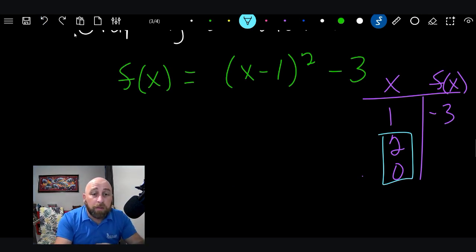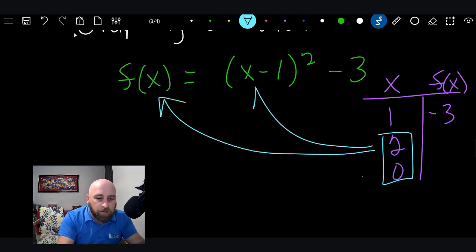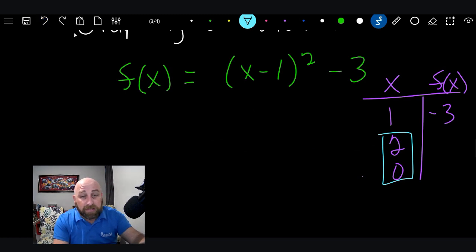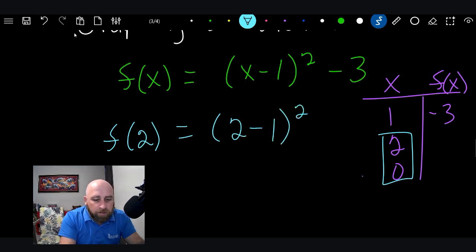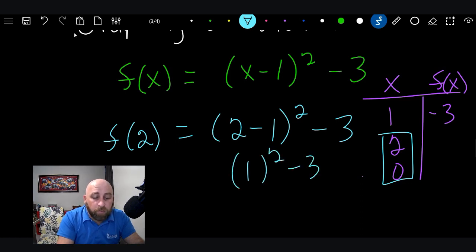We plug in the number 2. Watch what happens. So now, everywhere that you see an x, you're going to plug in the number 2 because that's what we're testing. So it would be the function of 2 equals 2 minus 1 squared minus 3. What is 2 minus 1? Okay, 2 minus 1 is 1. 1 squared minus 3. 1 squared is 1. 1 minus 3 is negative 2. So this one's going to be a negative 2.